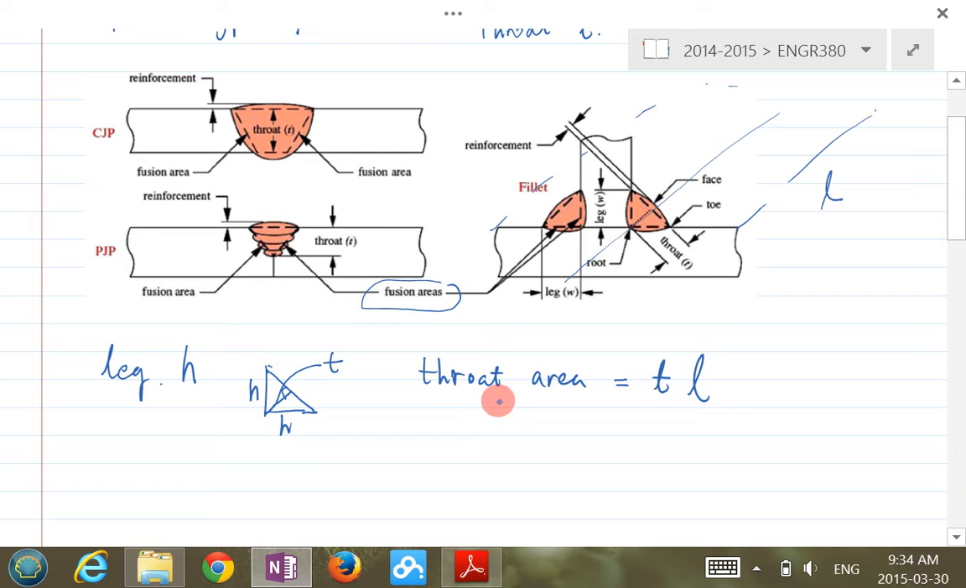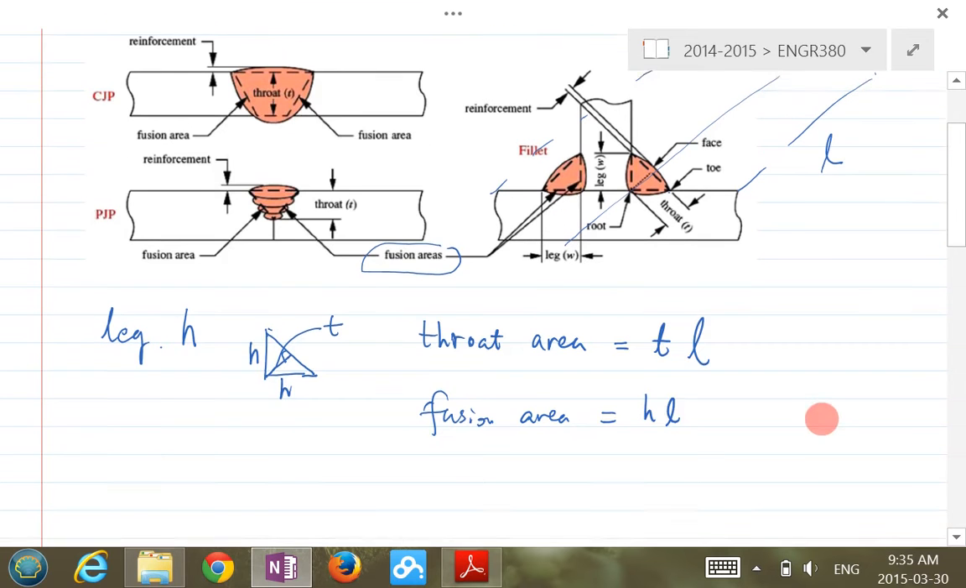Another piece of terminology: for example, we call this a toe, this is a face, and this is a root. Just know the meaning of these, and that should be fine. The fusion area refers to the size that is here, and you can also calculate it easily. It's H times L for one side here.